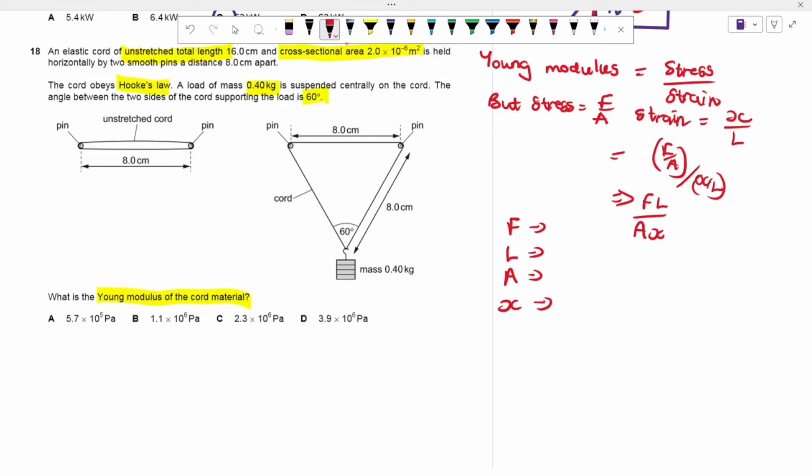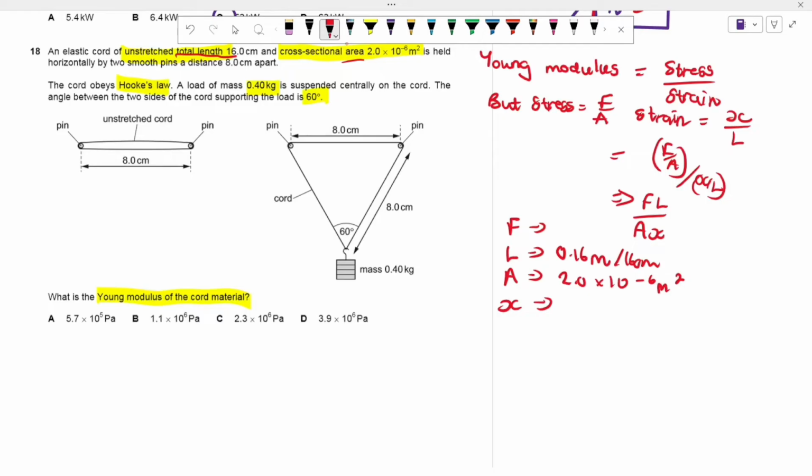What is my L? This is my length, my total length. Where is it? Here. My total length is 16 centimeters. So that's basically 0.16 meters, right? 16 centimeters. Okay. What is my area? My area, I've been given it here. Oh, they're so nice. 2.0 times 10 to the power of -6 meters squared. Okay. What is my extension?